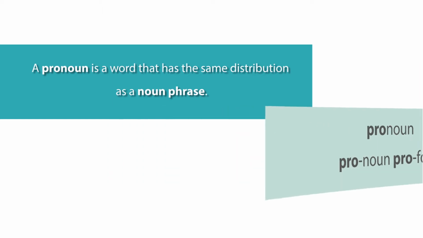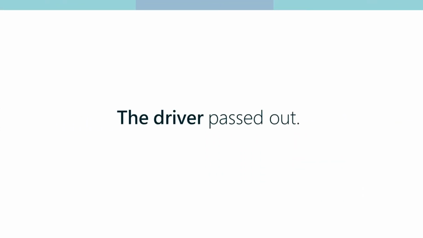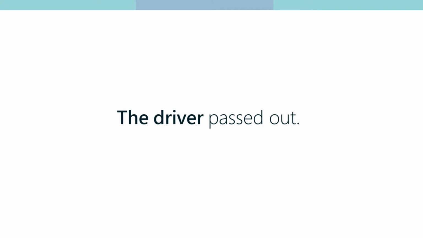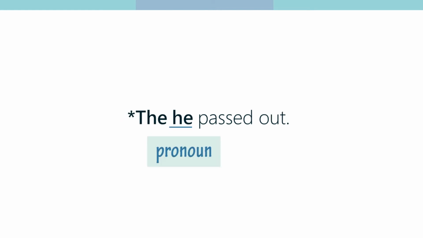A simple example is: the driver passed out. I can replace the driver, which is the noun phrase, and say he passed out. So why do I say a pronoun replaces a noun phrase and not a noun? Because here the noun is driver. If I replace the noun with the pronoun, it would be the he passed out. And this will be grammatically unacceptable.